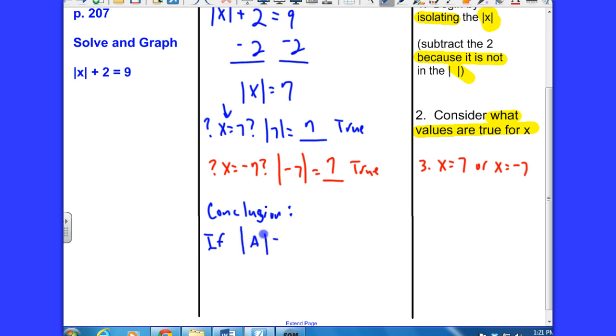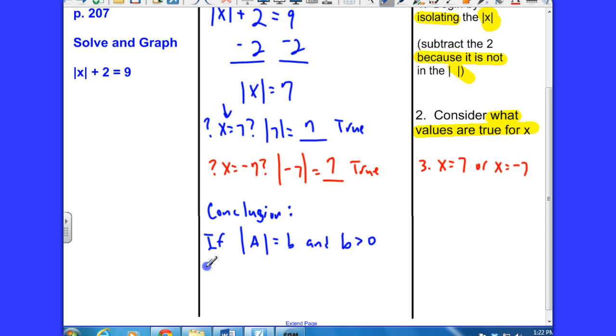Let's say that you have, if the absolute value of some number like a is equal to b, okay, the absolute value of a is equal to b, and I know that b is greater than 0. Okay, if I know that b is greater than 0, then here's what I can say. Now that's just like the problem up here, by the way. Absolute value of something, that number is greater than 0 right there.